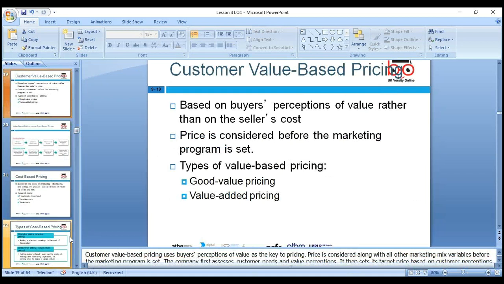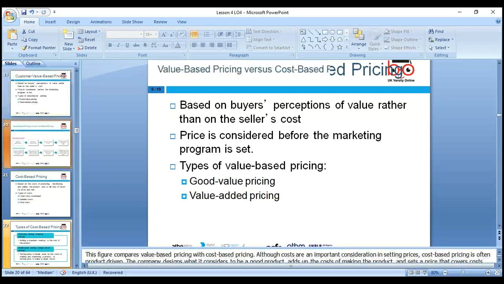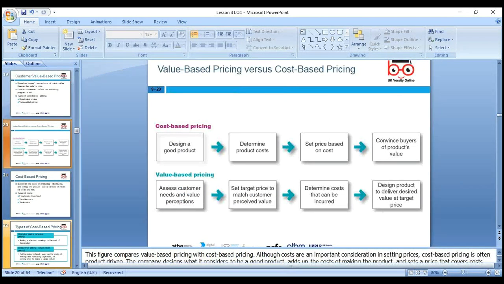Okay. So customer value-based pricing: we always look at the customer and their perception about how we can create the value, good value pricing, value added. Maybe we're giving a few free things with it. We can create value which the customer was not expecting. So, value-based pricing versus cost-based pricing.